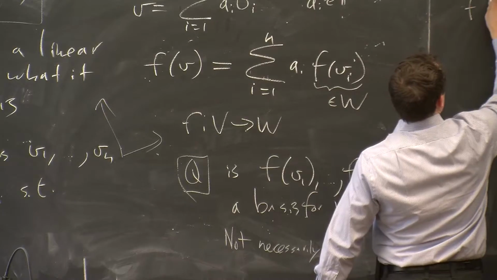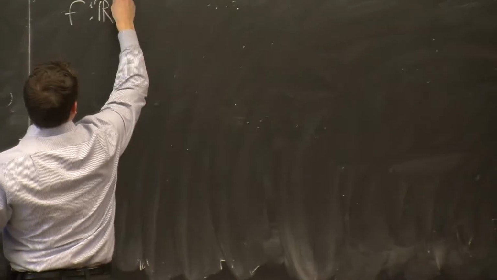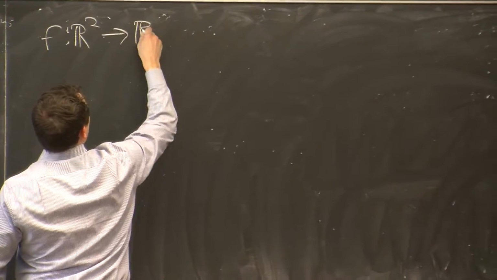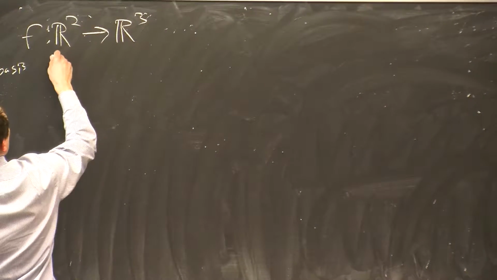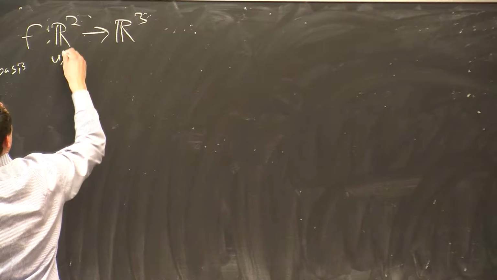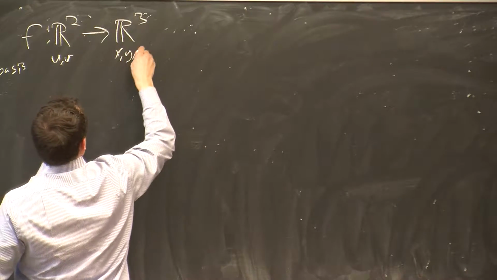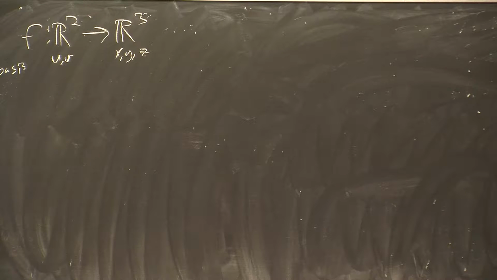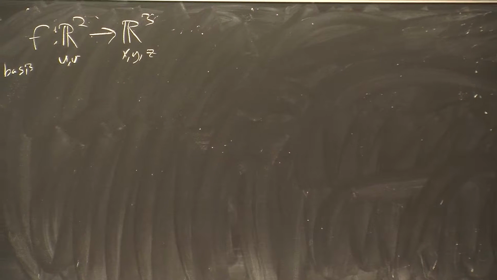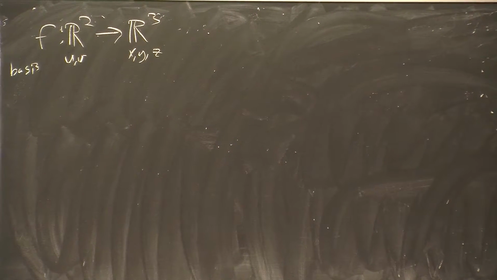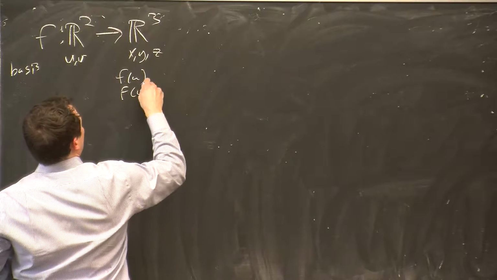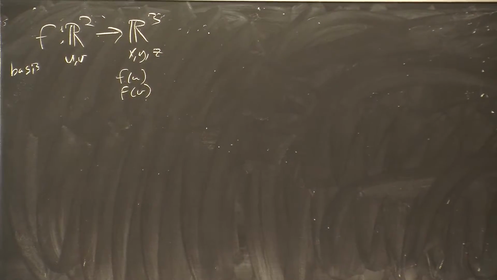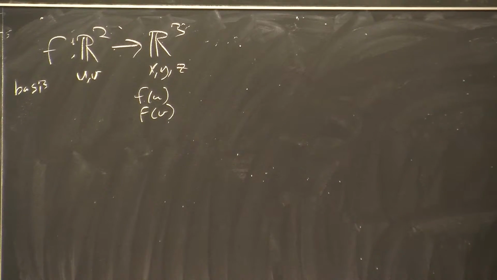Suppose I have a linear transformation that goes from R2 to R3, and let's have bases u, v for R2 and x, y, z for R3. First of all, you can tell that it's not going to be a basis in this case. Why is that? The images f of u and f of v are over here, but they couldn't be a basis for that space. Why is that?